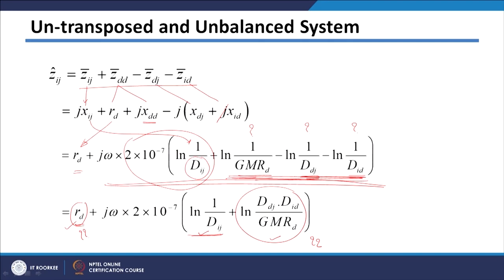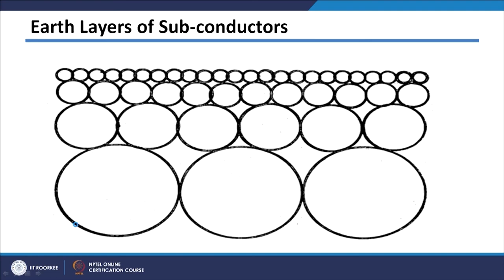As I told you, it is very difficult to get these unknown quantities which I explained in this slide directly, and it is a very tedious task, because the earth will have layers of conductors. There will be lots of conductors below the earth surface, which can be modeled as conductors like this, infinite in number. That is why getting the GMR of the earth conductor or the distance between the earth conductor and the phase conductors will be a difficult task.